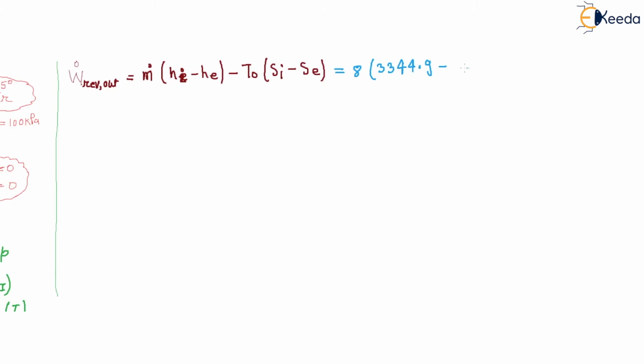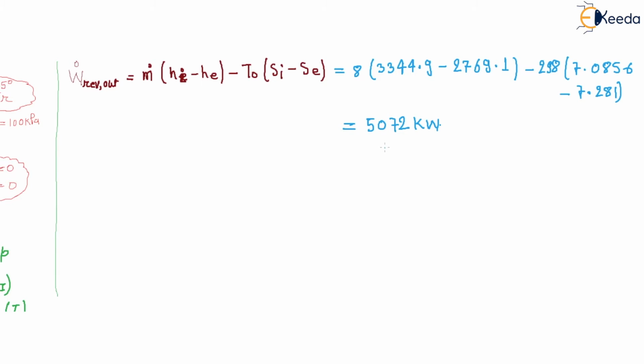3344.9 minus, put all this value, 2769.1 minus temperature 298 Kelvin into 7.0856 minus 7.281, right? So what is this? This value is 5.72 kilowatt, right? So what is that?